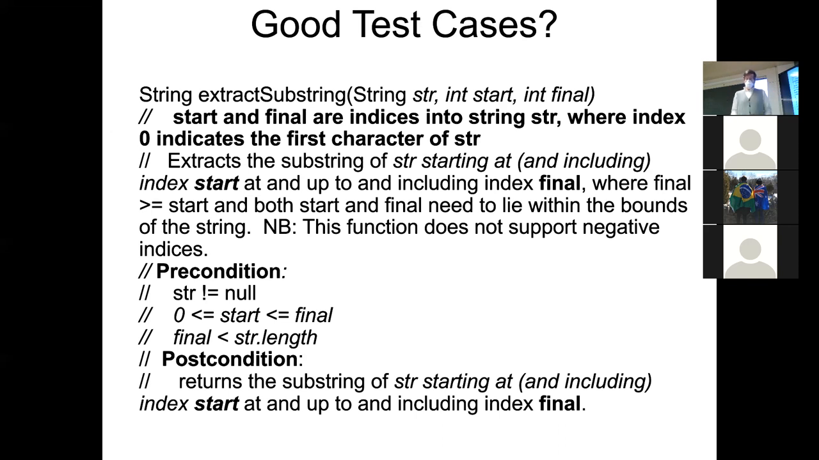So if you said extract string for a string of length seven, say CMPT371, and you give it a start of 0 and a final of 6, it should get back CMPT371. Okay, that's good. Excellent.